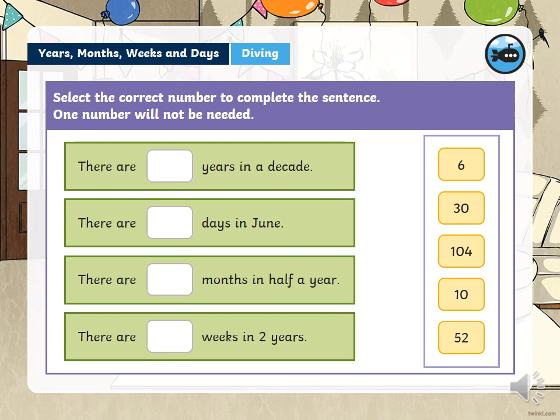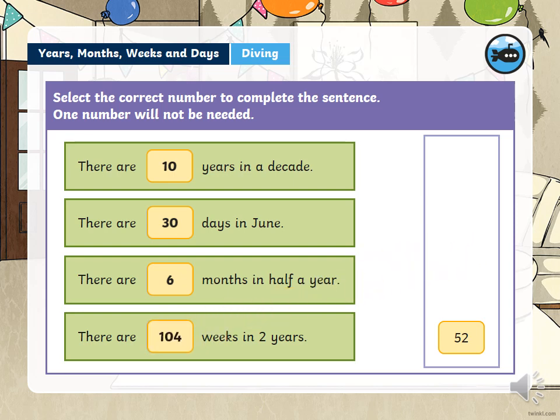Okay, so here we go. There are 10 years in a decade. There are 30 days in June. There are 6 months in half a year, and there are 104 weeks in 2 years. So these are the correct answers. The odd number was 52.